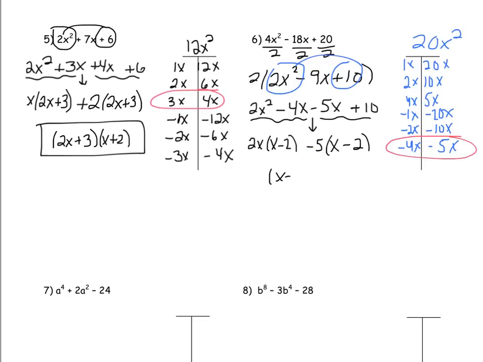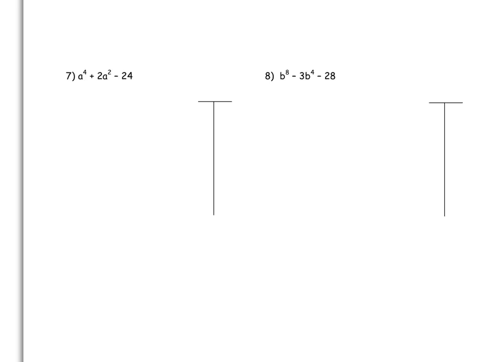Last but not least, take out the GCF of x minus 2, and you're left with 2x minus 5. That would be your final answer. Just don't forget about this 2 and bring it down, and that would be your final answer. Okay, we're up to the last 2 now.